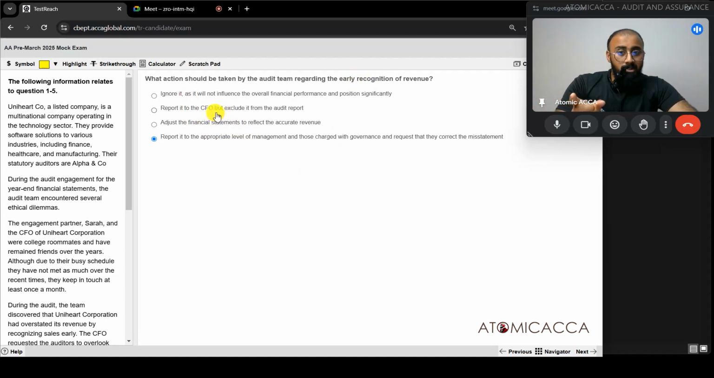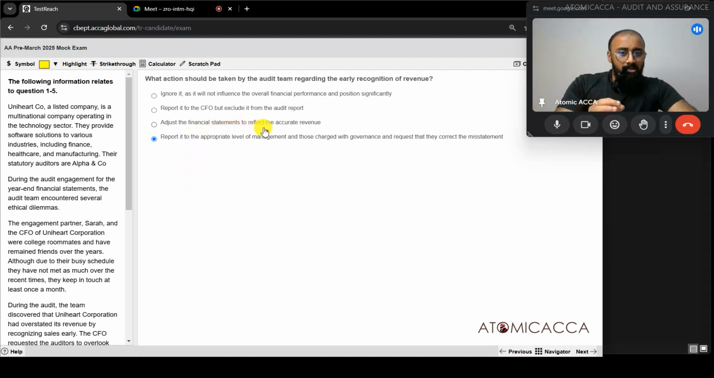Report it to CFO but exclude it from the audit report. CFO is the one that is telling the auditors not to bother about that particular revenue problem, which means if I go and report it to CFO, who is already telling me to not bother about that particular error, there is no point in reporting to them. So it's more like going and reporting to the thief itself, so no point in doing that. So option B is wrong.